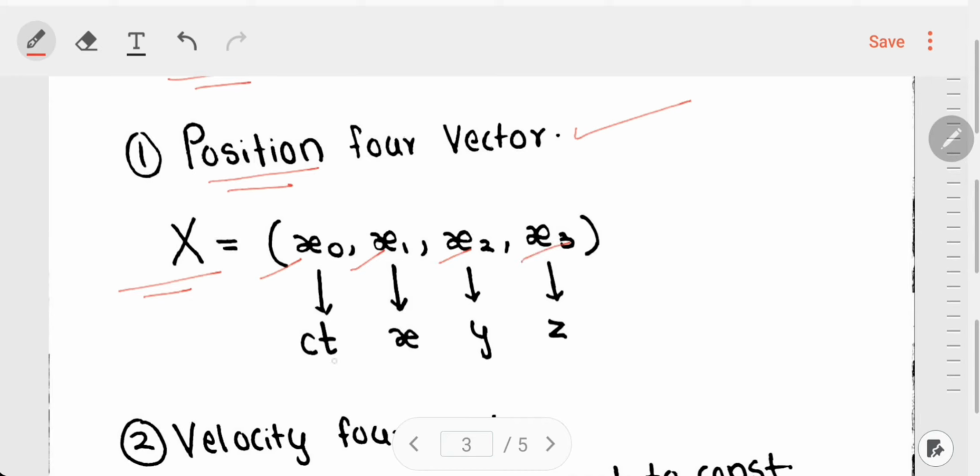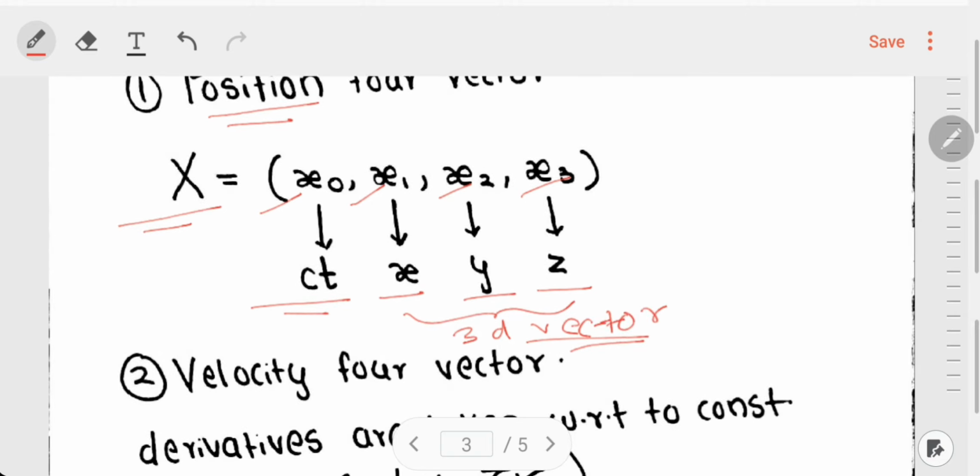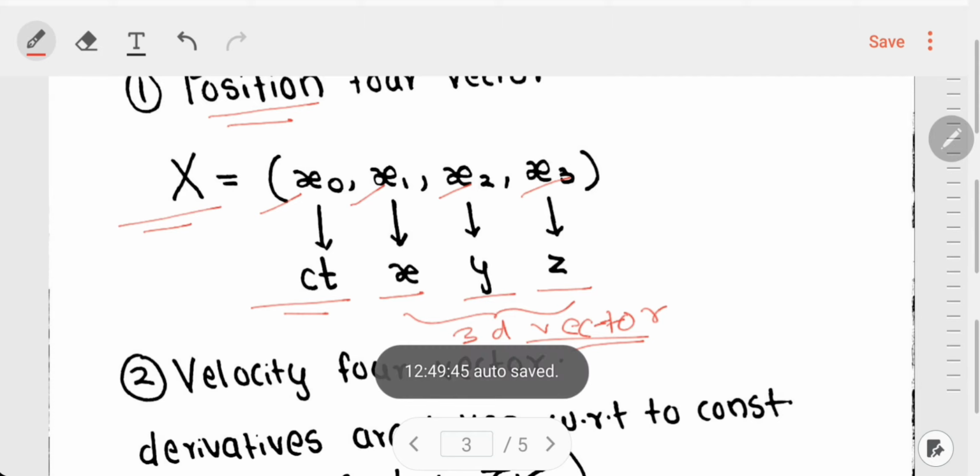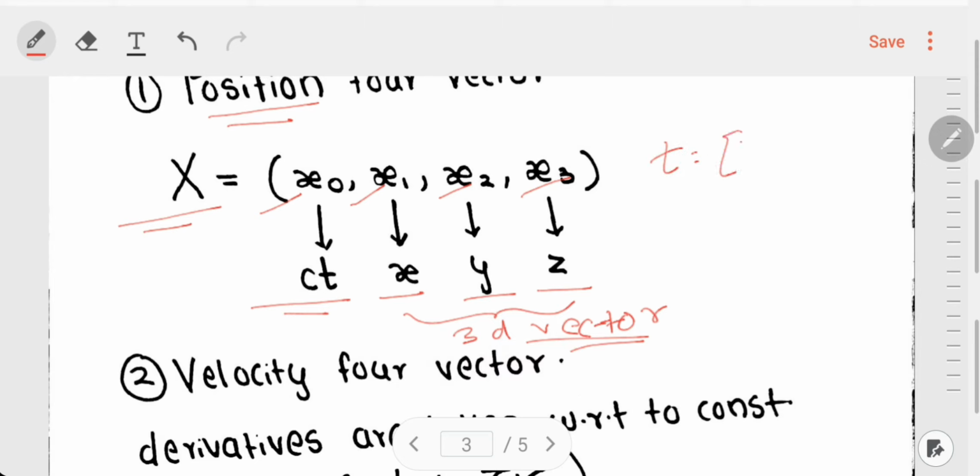So this x0, that is the time component, the 0th component, is nothing but ct. The first component is x, second is y and third is z. So this is our normal 3D vector. But let us have a look at this 0th component. We don't have just time over here. We have multiplied it by c. The reason that we have multiplied it by c is just to match the dimensions of length, since time has the dimensions of t.